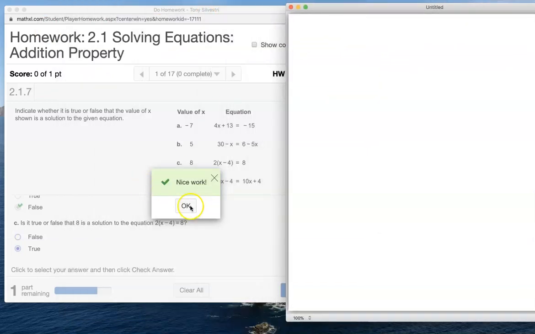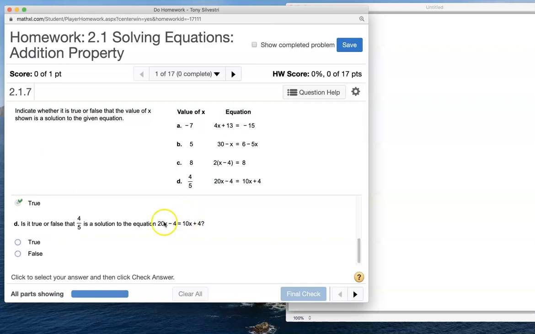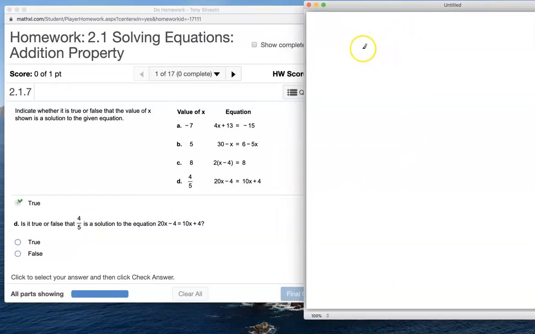All right, nice work. Very good work. Okay, so I guess there's just one more that happens to have a fraction. Not a big deal. Fractions are not that bad. I see 20. Now, in parentheses, they want us to plug in 4/5.